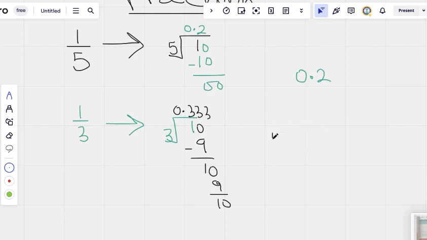We call this 0.3333 continuing. Even if you do it 1 million times, you keep getting 0.333333 in that manner. So this is called a recurring decimal.